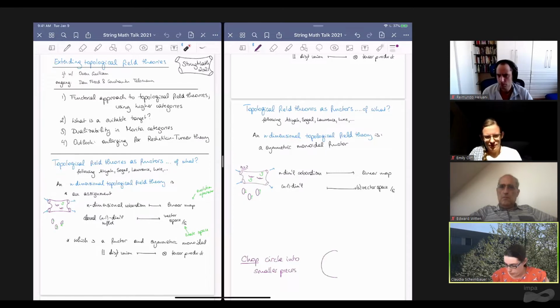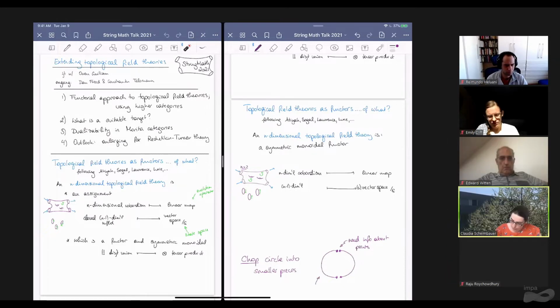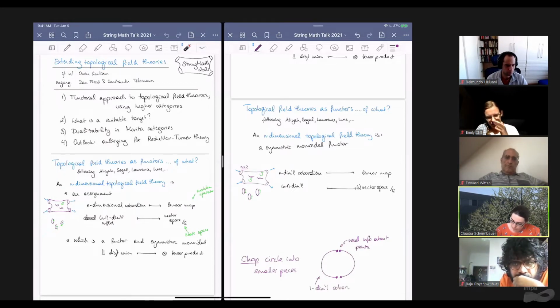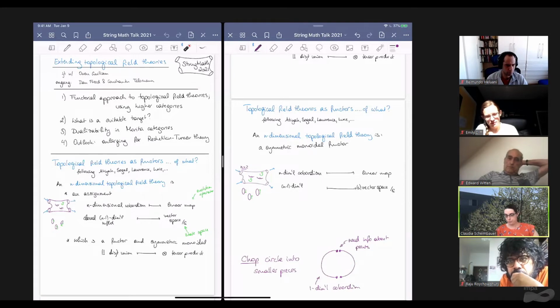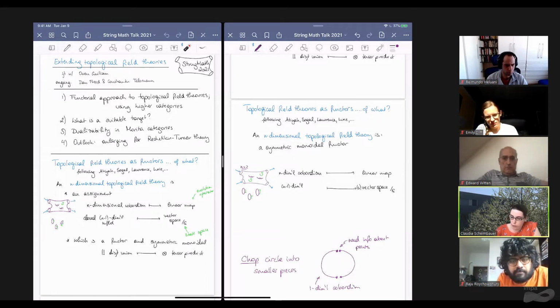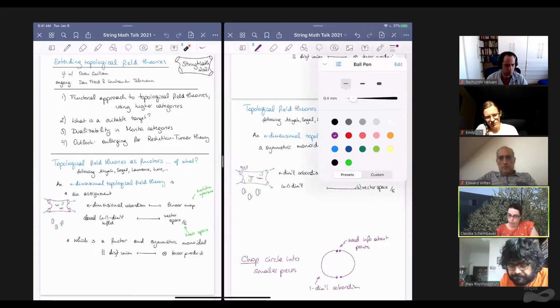So for example, I just decompose it into two pieces. But now here I have points. So we need info about points as well. And now this here is a one-dimensional cobordism. Okay, so how do we incorporate this into the definition above?